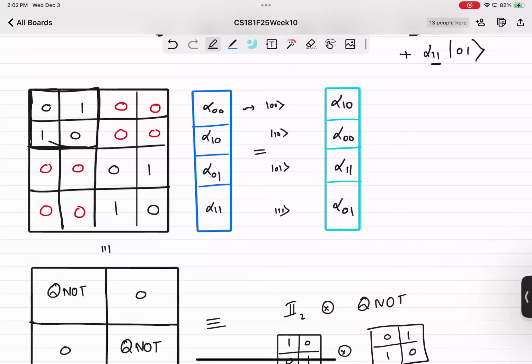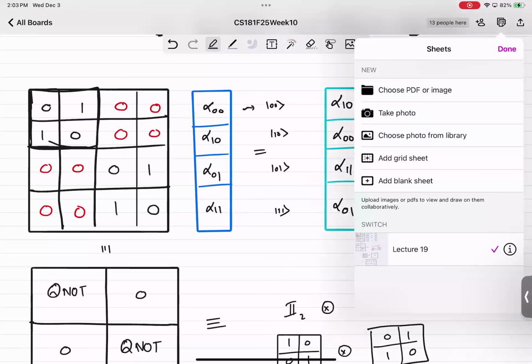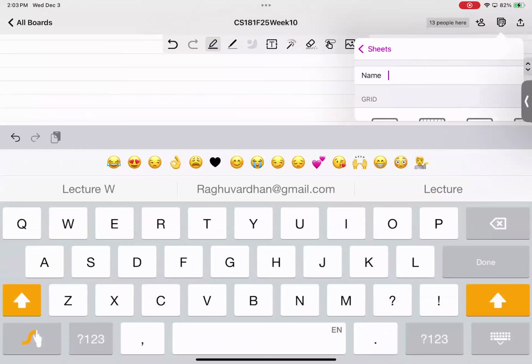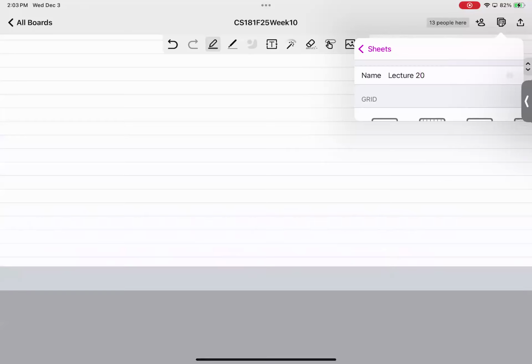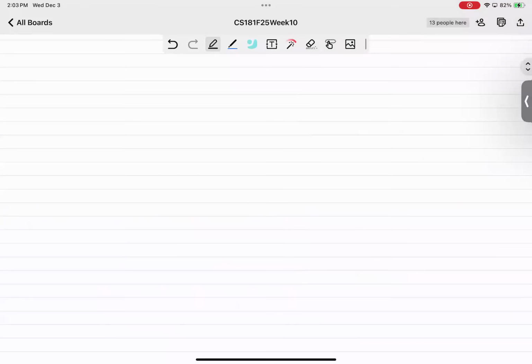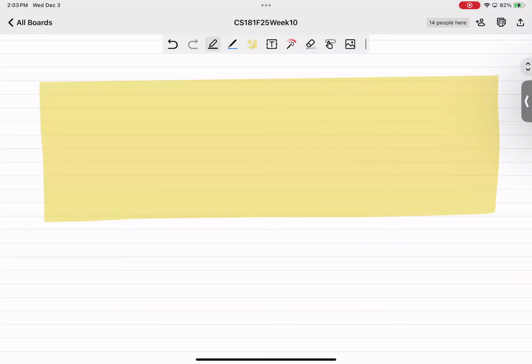Okay, so we are in our last lecture, and today we will finish up on everything that we've done, and you should know at least what a quantum circuit is, and then what a quantum computer is. Okay, so this is lecture 20.